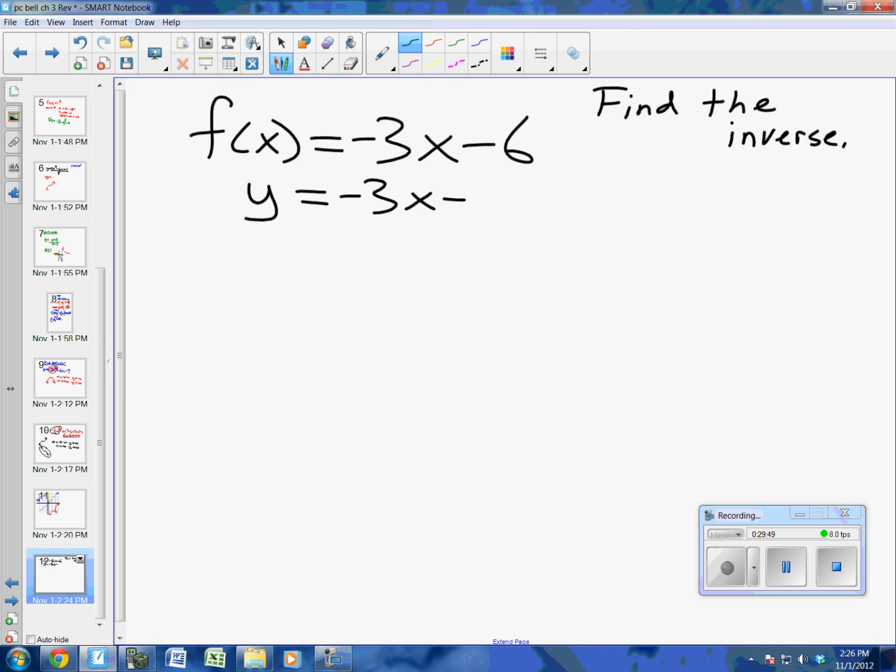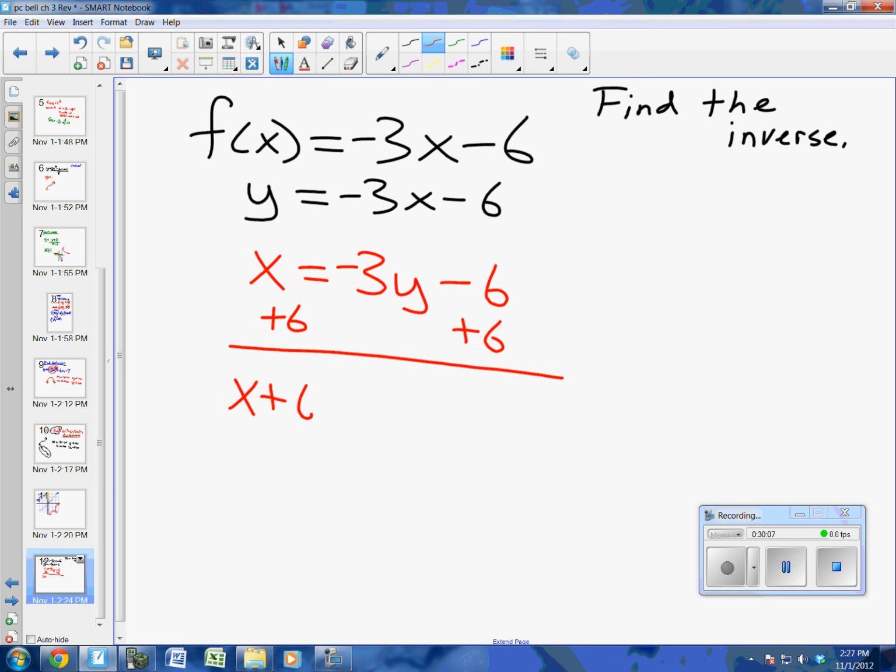So, first of all, I write f of x as y, and then I switch them. X equals negative 3y minus 6. And now I have to solve for y. To solve for y, I'm going to add 6 to both sides.